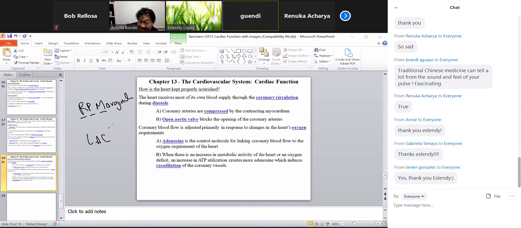Marginal branch, yeah. And P is posterior interventricular branch. Do you guys remember what the left one branches into? Anterior interventricular. Anterior coronary. And what does the C stand for? Circumflex. Thank you, Gwendy. Circumflex.